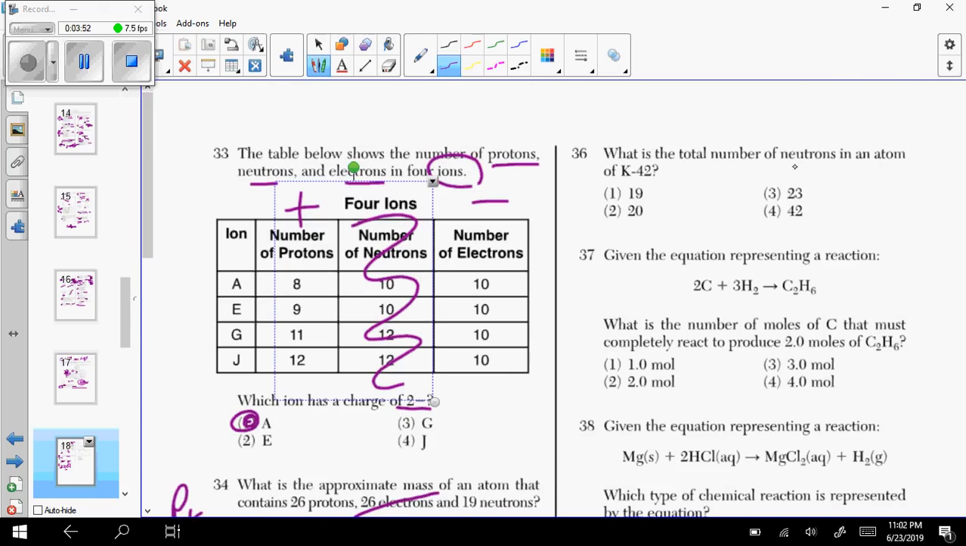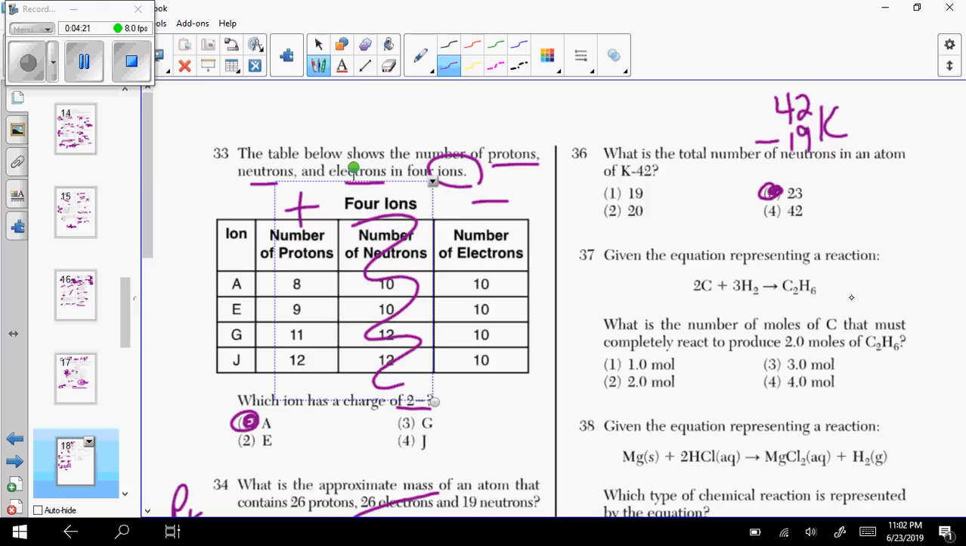What's the total number of neutrons in an atom of K42? K42, and we just said it was element 19. So if you want to know the neutrons, you simply set it up like this and go minus. So 42 minus 19. Sorry, I did something wrong. 42 minus 19. I don't know why I'm not even just doing this in my head. 23.